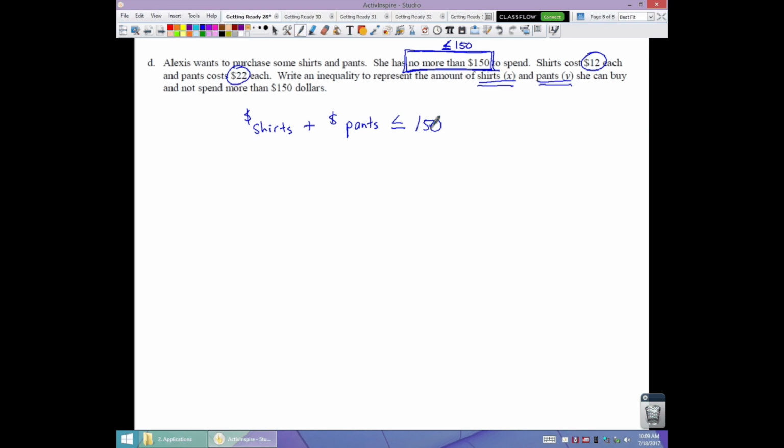Since shirts are $12 each and I get X shirts, that's 12X. I add on some pants. Pants are $22 each and I get Y of those. So 22Y has to stay under or exactly $150.